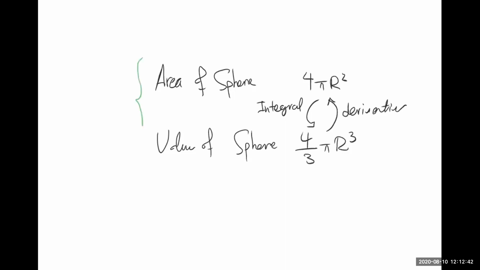But one thing you need to know is that if you want to prove these two formulas, you at least need to get one of them. For example, at least you need to get the volume, and then by taking the derivative of the volume, you can get the surface area. So you should be able to prove at least one of these two formulas, and then use the derivative or integral to get the other one.